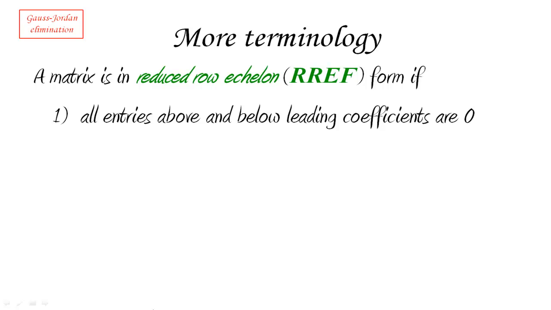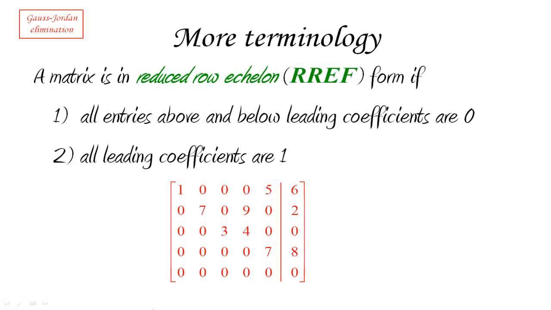So not only are we going to be happy with the numbers below the leading coefficients being 0, but we're going to expect also the numbers above the leading coefficients to be 0. But that's not enough. What we want is that all those leading coefficients have to be 1s. Okay? So if there is any leading coefficient in any row, it has to be equal to 1. So again, let's look at this matrix. This is, as we saw earlier, in row echelon form, but not in reduced row echelon form.